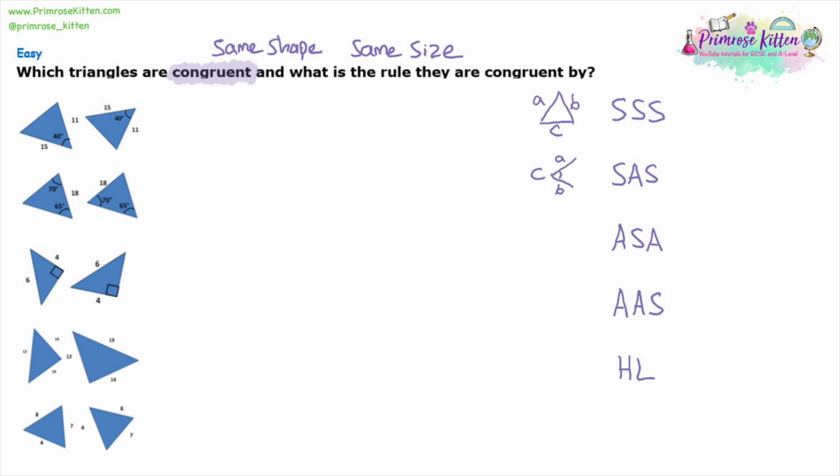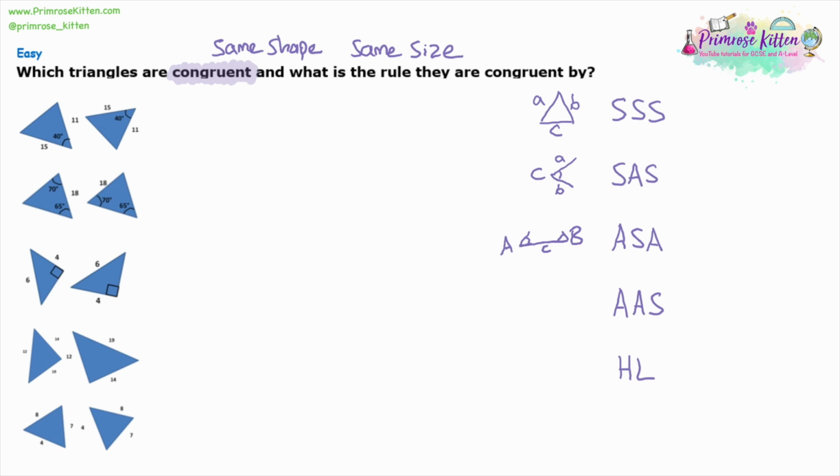ASA stands for angle, side, angle. So you know what an angle is, and a side and another angle. So we label this, we could have angles A and B, and then we could have a side length c. And if those 3 measurements are all the same, then we can prove that 2 triangles are congruent.